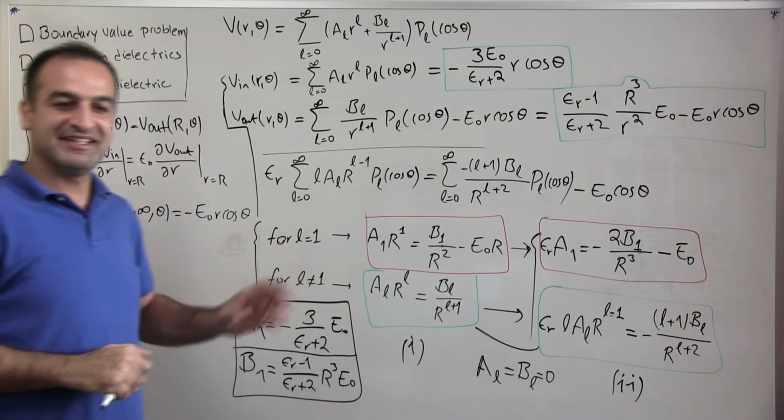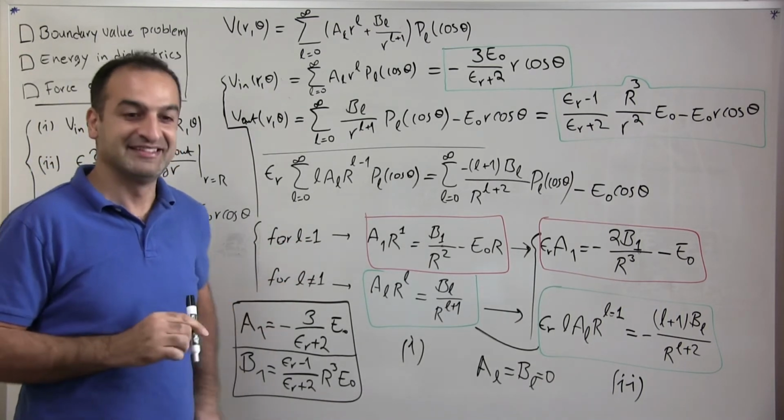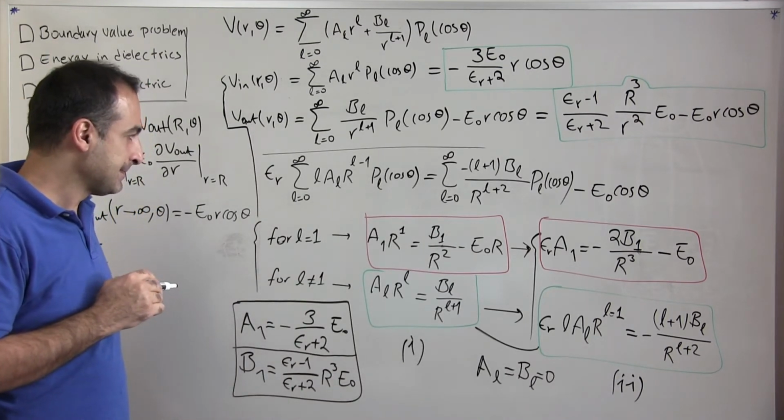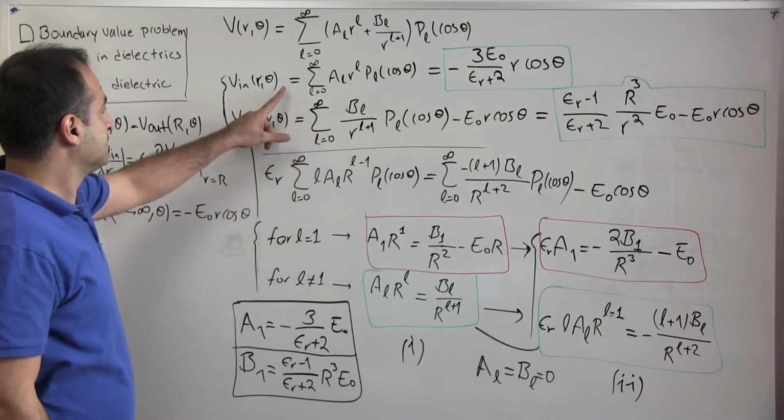Okay. Any question on this? Yeah, I have a couple of questions. How did you end up eliminating the denominator on V in, and how did you keep it on V out?